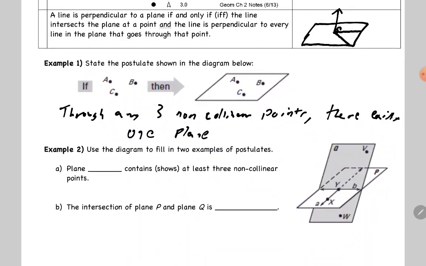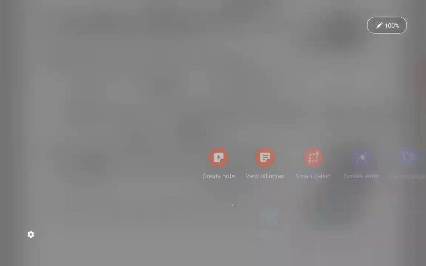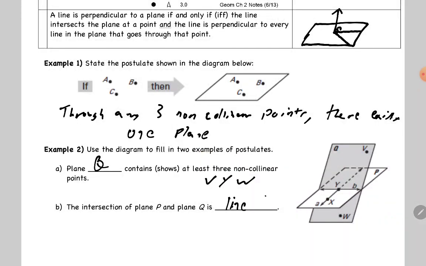Use the diagram to fill in 2 examples of postulates. Plane Q contains at least 3 non-collinear points. That would be V, Y, and W. The intersection of plane P and plane Q is line B. They intersect along that line.